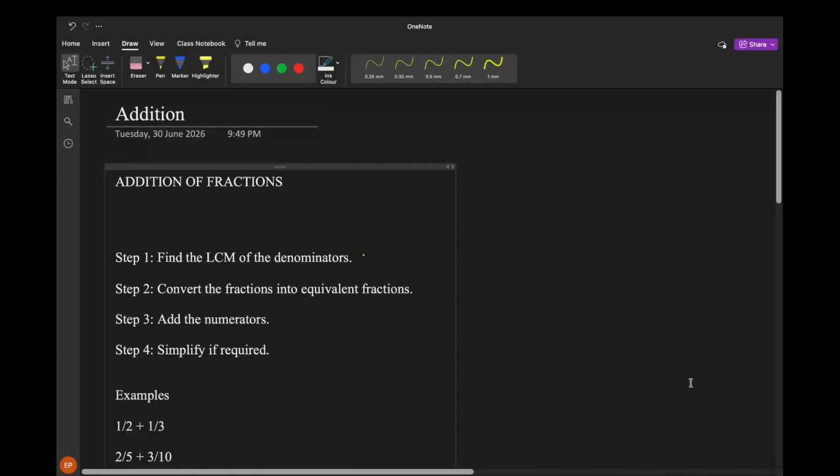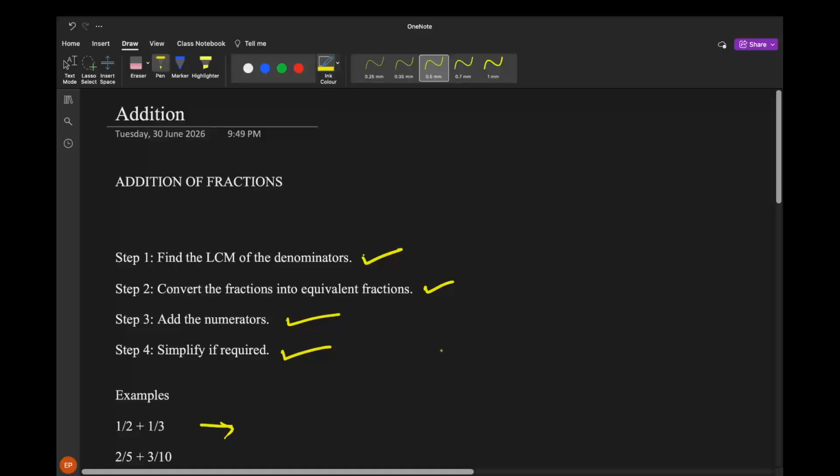Hello everyone. In this video, we'll see addition of fractions. Basically, it involves these four steps. Find the LCM of the denominators, then convert the fractions into equivalent fractions, then add the numerators, then simplify if required.